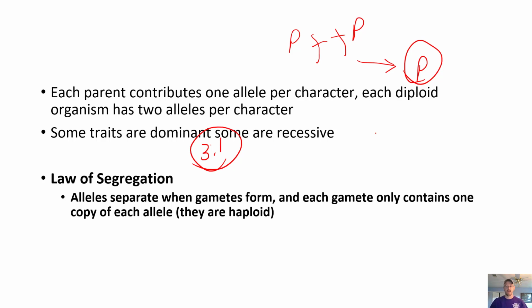Alleles separate, meaning if your adult is big P, little p, the sperm you make might only have the little p in it. It's not going to have both. If it has both big P and little p in it, then you've had a non-disjunction event, and you might actually have an issue like Down syndrome or something like that occur.